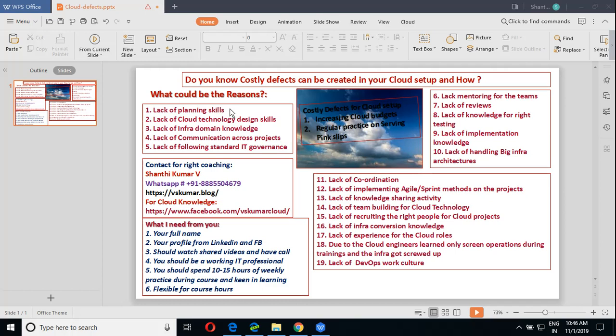Then the second one is lack of cloud technology design skills. You might feel that lakhs or crores of people have been trained by different companies across the globe, in online and classroom sessions. But what they have learned is only how to create EC2, how to create an S3 bucket, how to create a CRR process, how to use CloudWatch, simple service screen operations only. They are not aware of where to use it, when to use it, how to use it, in which project. If you want to create an infra setup, where to use it, and where defects can be created with this knowledge.